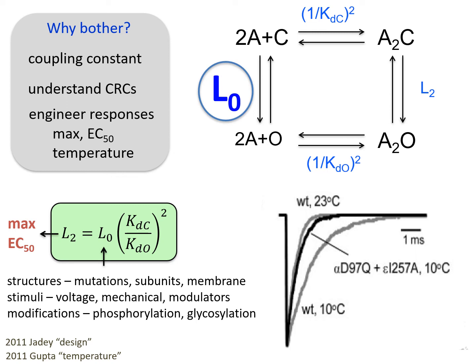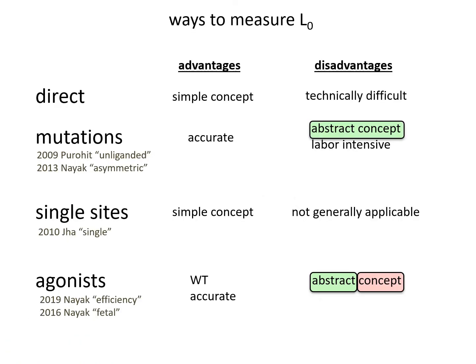So, in the final topic, how do you measure L0? I mentioned that you can't get it from a dose-response curve because the response is so small, but there have been 4 ways that have been used to measure L0. Each of them has its certain advantages and certain disadvantages. I won't go through these in detail, but I'll just briefly go through each one of them.